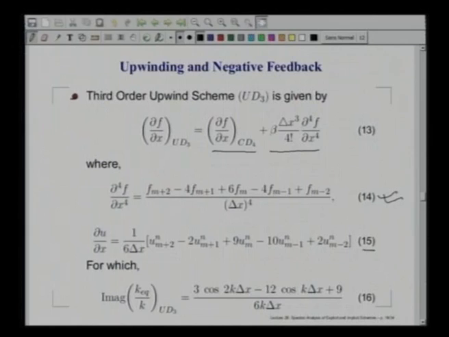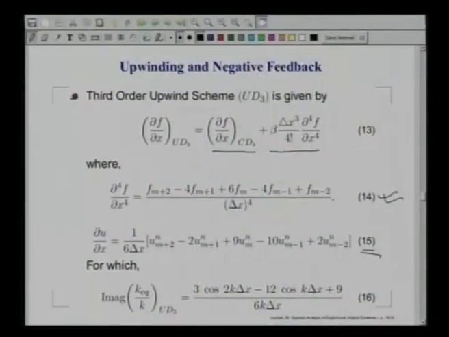Okay. So, this has been done for a case where the signal is propagating from left to right. Having done that, we have the Fourier Laplace series and we can substitute it, and we will get the real part of k equivalent by k for UD3 exactly the same as CD4. In addition, what we will get? An imaginary part, and that is what is shown in equation 16.